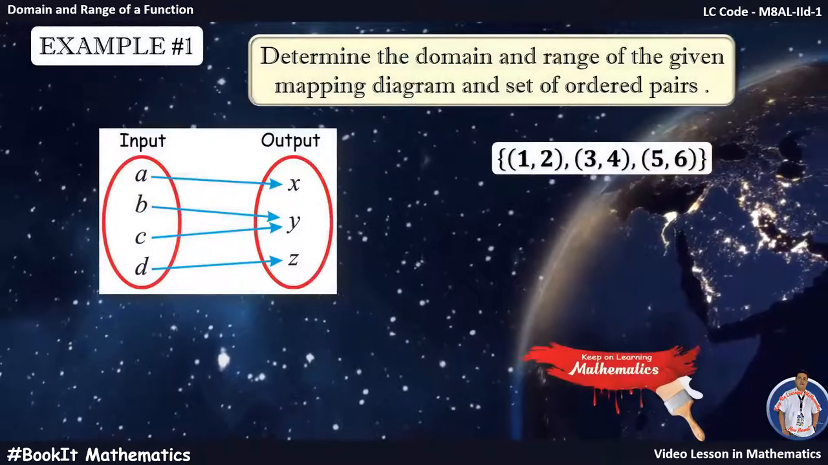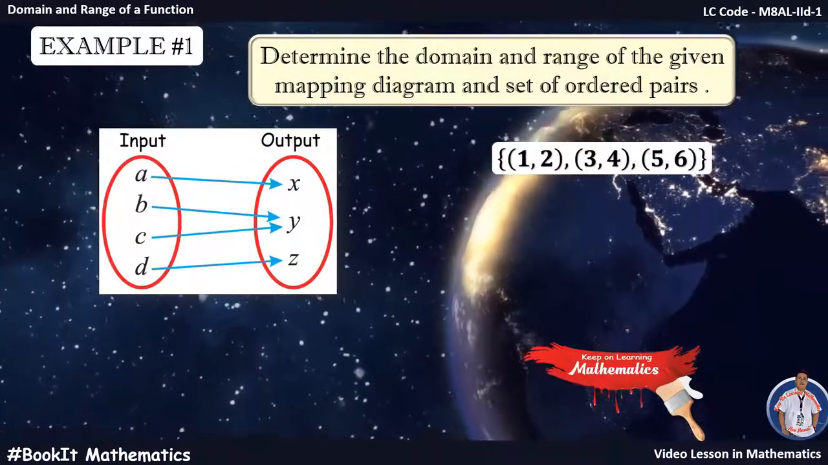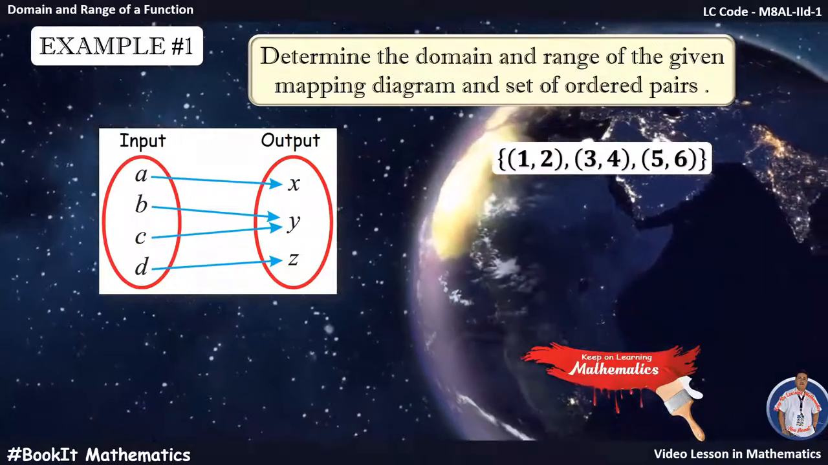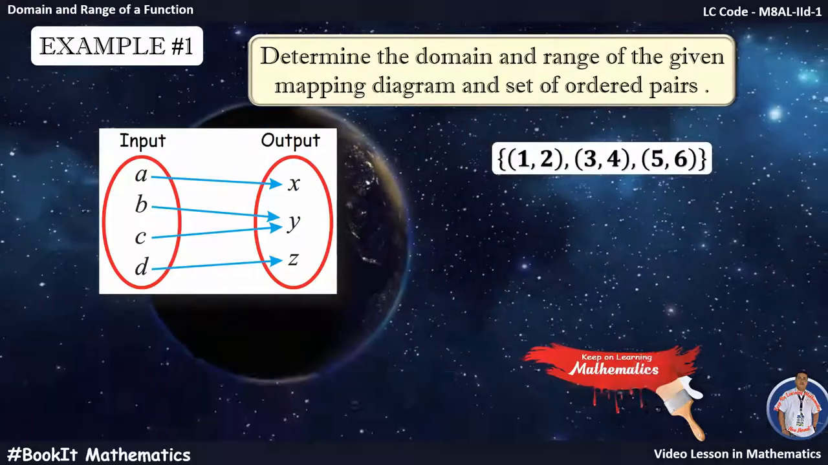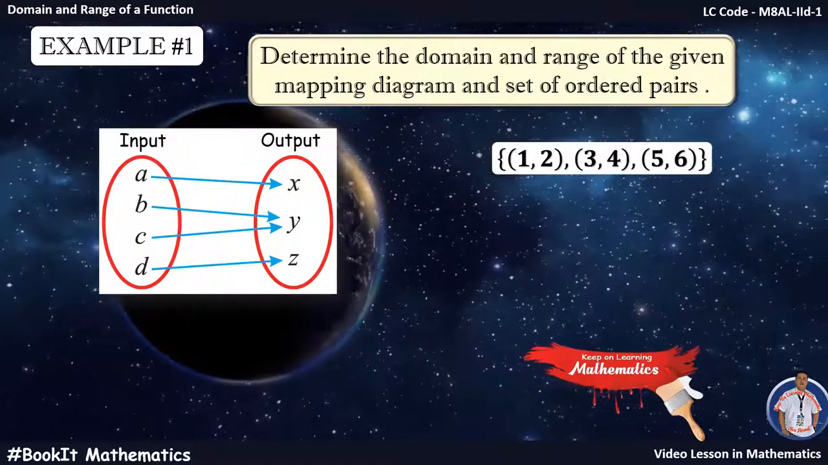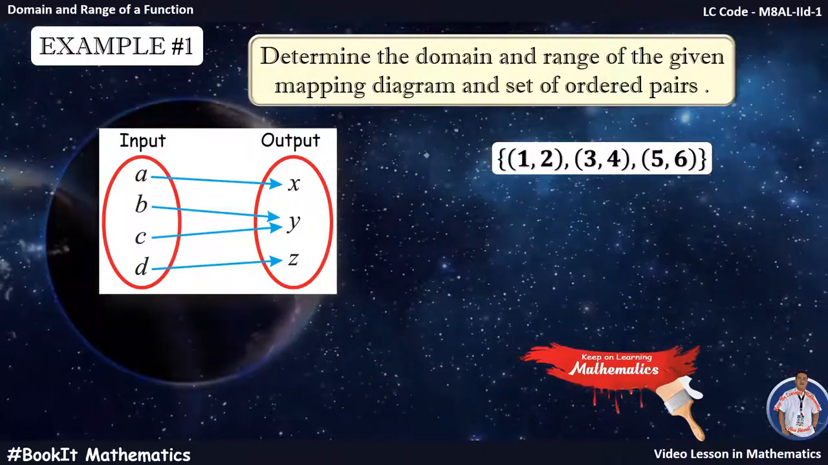Now let's try to solve some examples and work together to compare our answers in determining the domain and range of the given mapping diagram and set of ordered pairs. I will give you 30 seconds and then let's compare our answers. You may start.